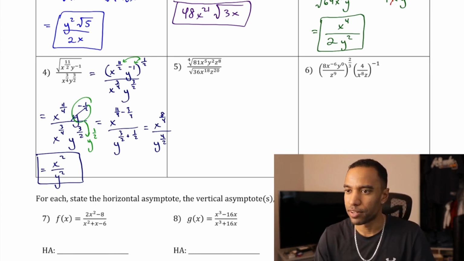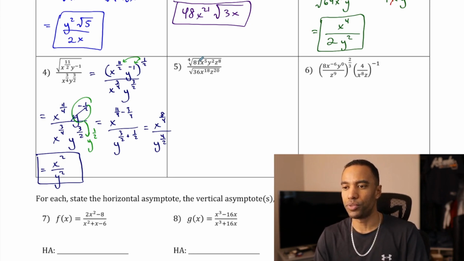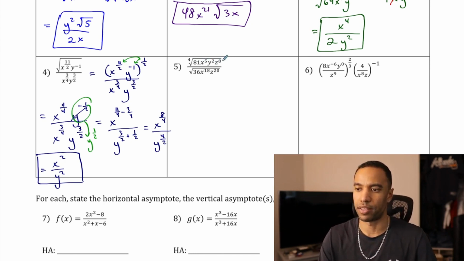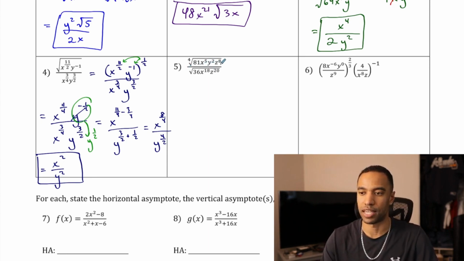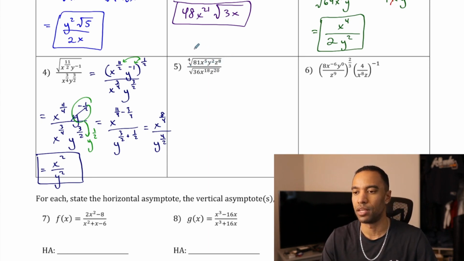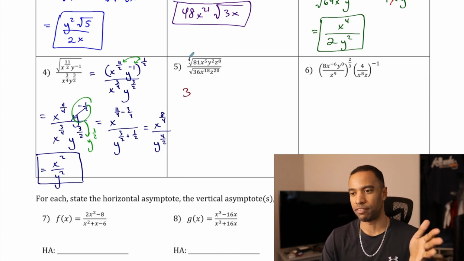Number 5, let's find a color I haven't used. Number 5, the 4th root of 81 x to the 5th y squared z to the 8th divided by 36 x to the 18th z to the 20th square root. Taking the 4th root of 81 is 3, and then for the 4th root of these other terms, we would divide the exponents by 4. Now 5 can't divide evenly into 4.